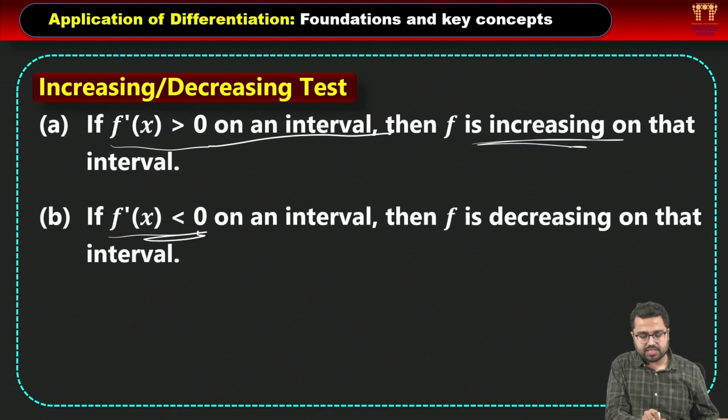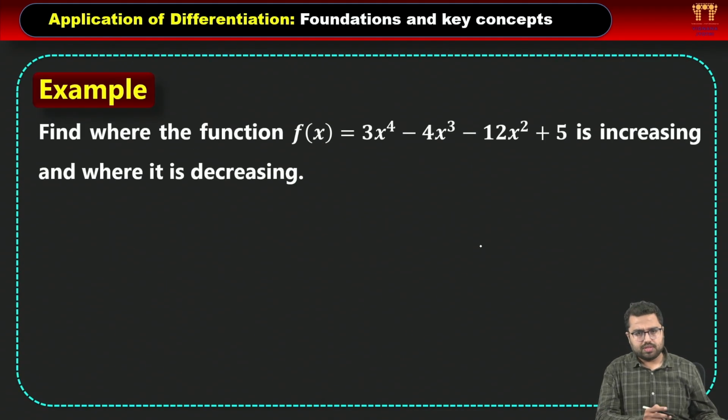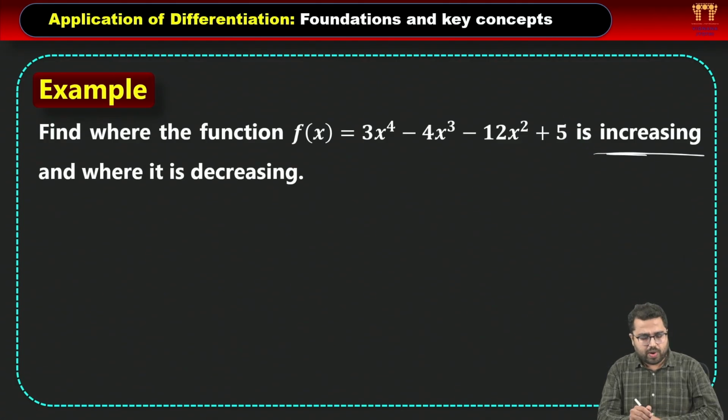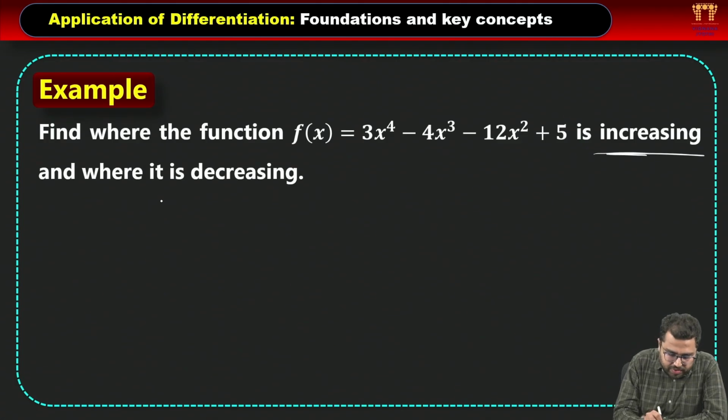If f dash x is less than 0 on an interval, then f is decreasing on that interval. So this is one of the examples. You have to find the nature of this function with the help of the derivative, that is, where this function is increasing and where it is decreasing. So first of all, we will find the derivative of this function.